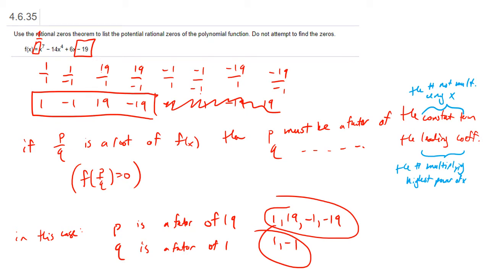Now what I do want to point out, these are not all zeros of the function. You can just plug these in and see that you cannot plug all of these in and get out a 0 at the end. The rational roots theorem does not say everything in this list is a root of the function. It only says that if you have a fraction that is a root of the function, it must be in this list.